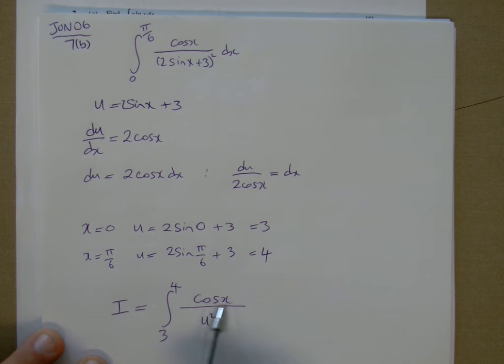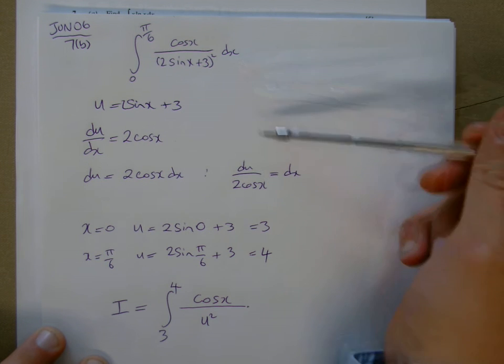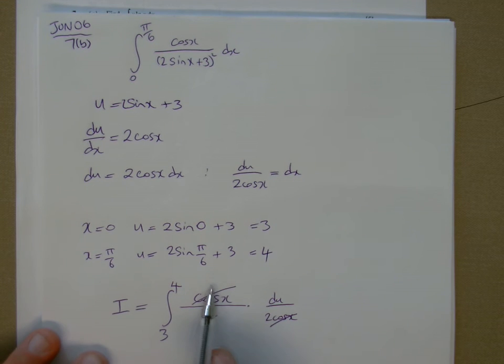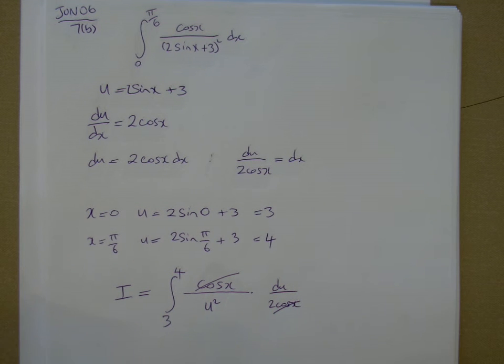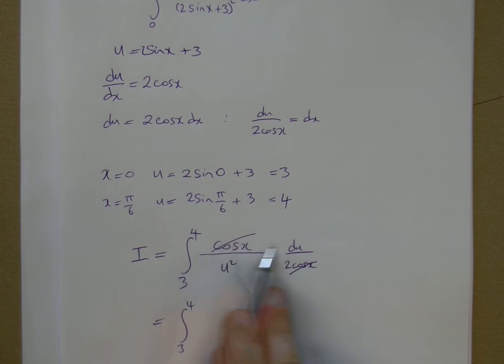Don't panic that we've got that cos x there, because you see what happens now. dx, of course, we'll replace, and that just becomes du over 2 cos x. Notice what happens nicely then: the cos x's will cancel. You've got cos x on the top, cos x on the bottom, and cos x divided by cos x is 1. Fantastic. Christmas Day! They cancel out, and there's no x involved now. So on the top, you're just going to write 1. On the bottom, you've got 2 and u squared, so it'll be 2u squared du.